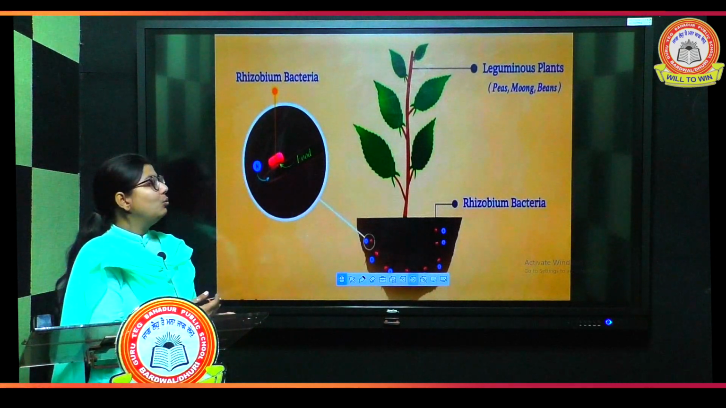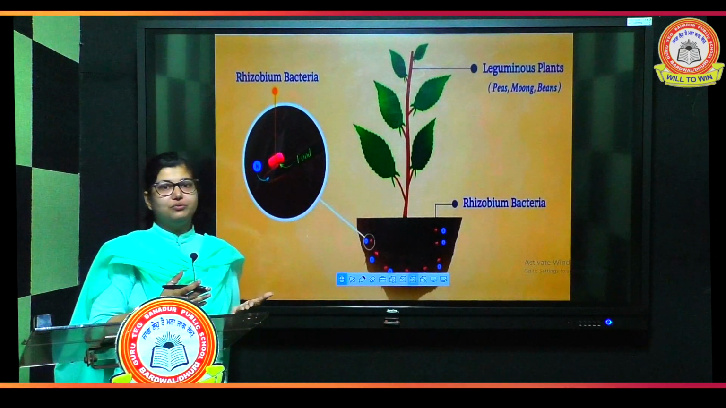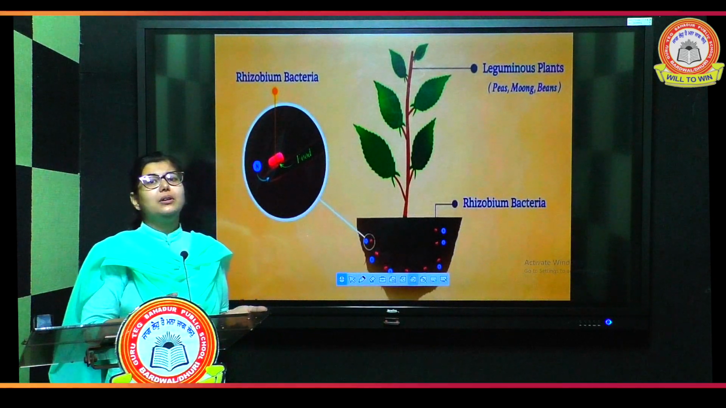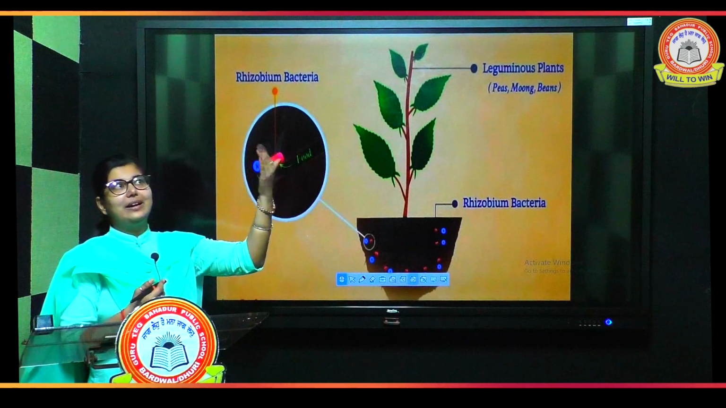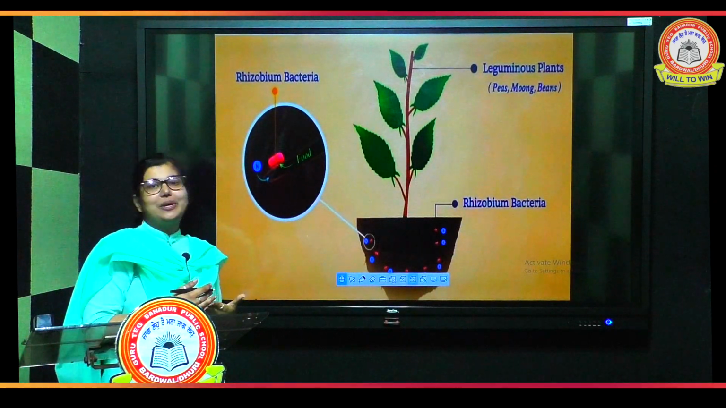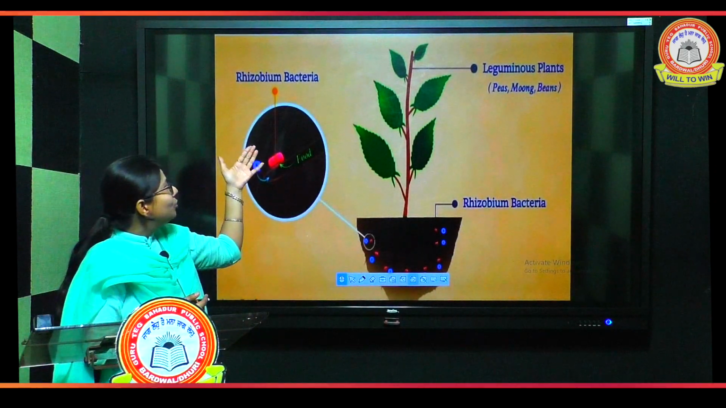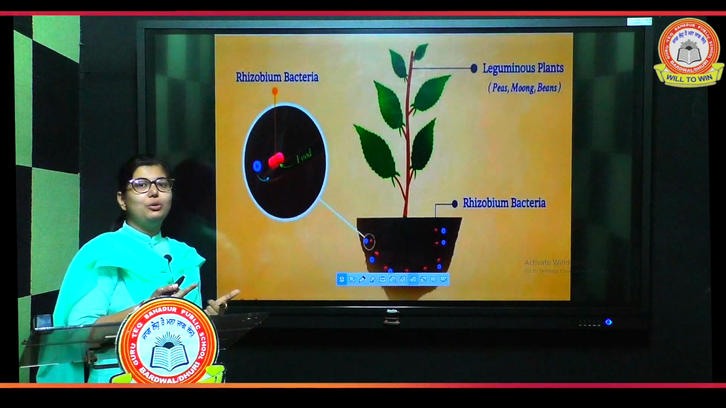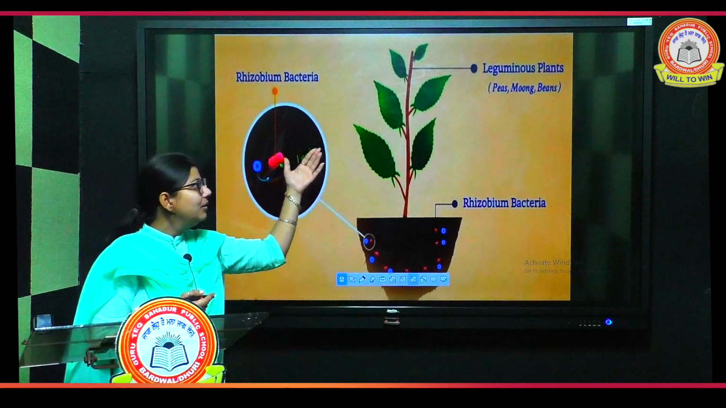Fine. Now plants need nitrogen for their nutrition. Now from where does this nitrogen come? Plants can't directly take in the nitrogen present in the atmosphere. So these Rhizobium bacteria convert the atmospheric nitrogen into such a form that can easily be utilized by the plants.